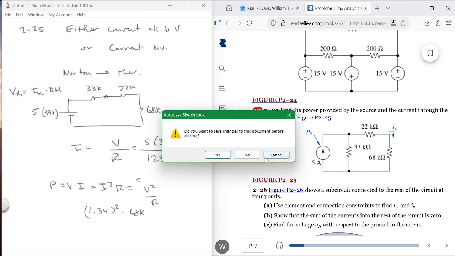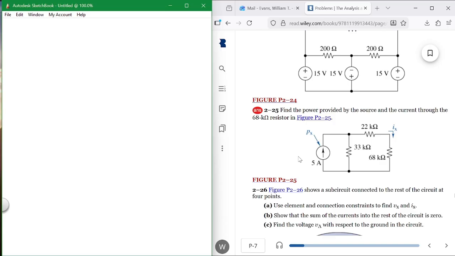There's 3 ways of doing this problem. Not just one, not just 2. There's 3 ways of doing this problem. All right, so one would be to say, I'm going to convert this whole thing to 1 resistor.